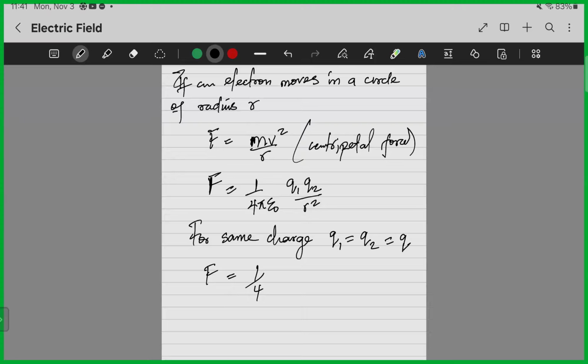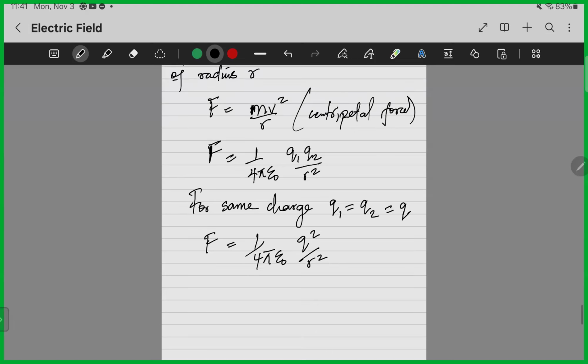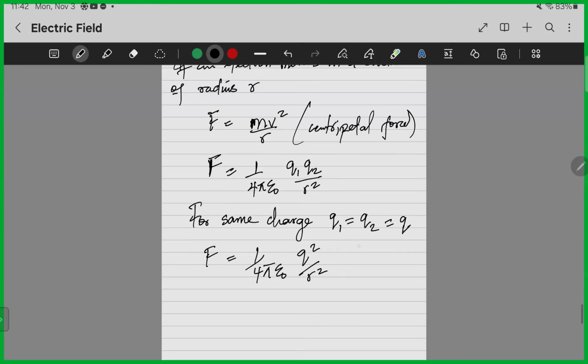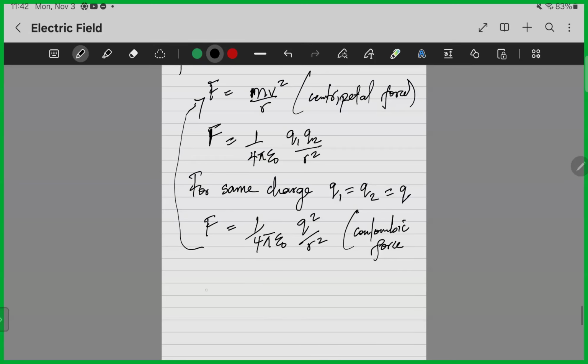So I can now write the formula as 1 over 4 pi epsilon naught Q squared over r squared. Now get that clear. We know that this is the Coulombic force. If we equate this Coulombic force to centripetal force, the right hand side, we have mv squared over r.